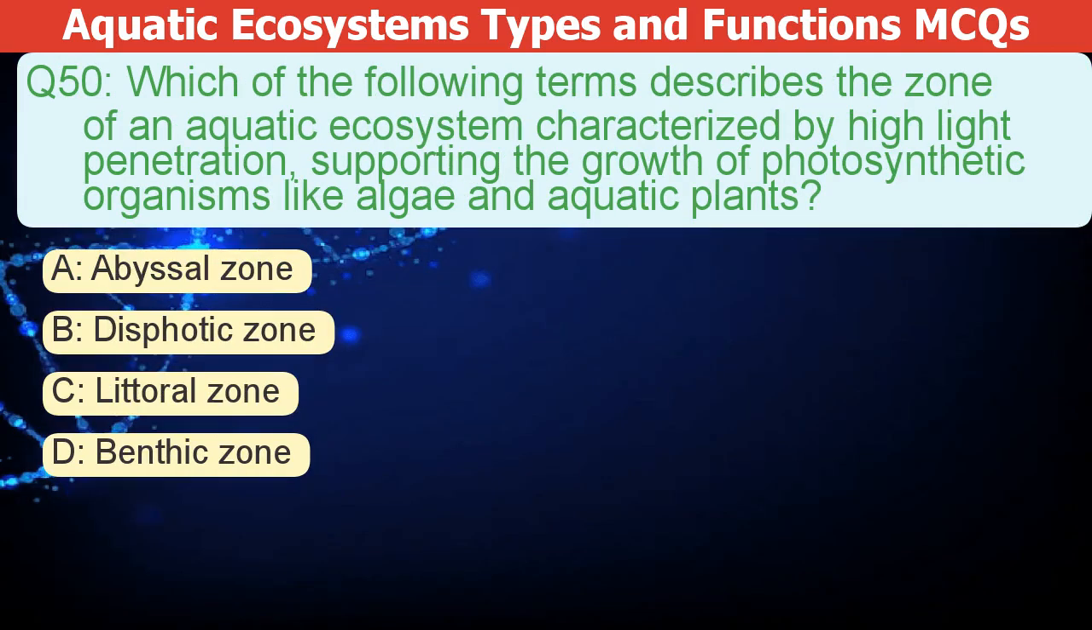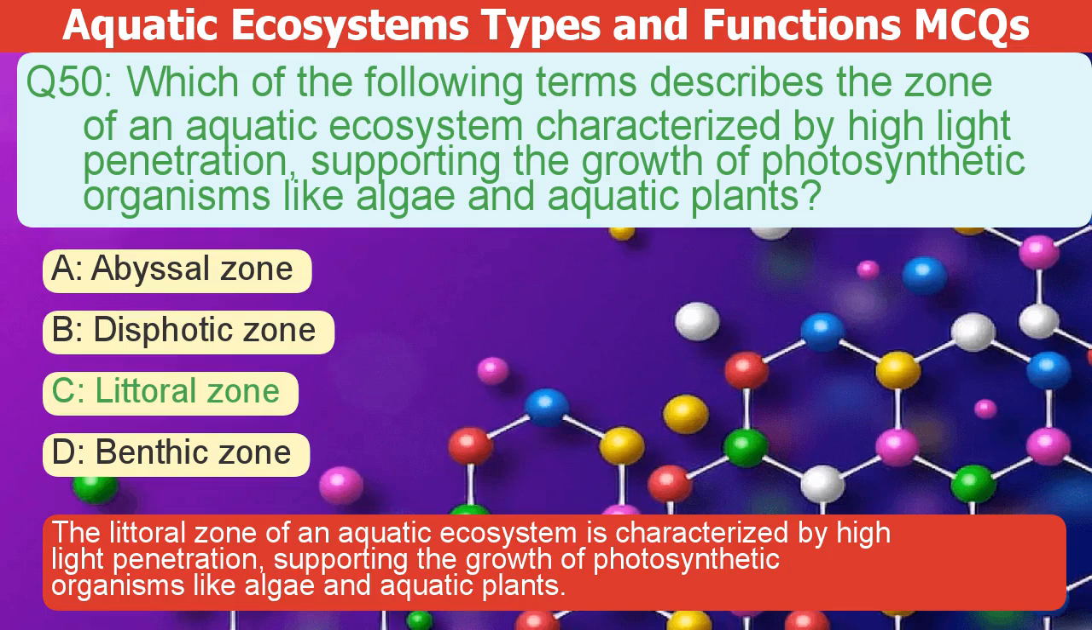Which of the following terms describes the zone of an aquatic ecosystem with high light penetration, supporting photosynthesis by algae and plants? A. Abyssal zone. B. Dysphotic zone. C. Littoral zone. D. Benthic zone. The correct answer is C. The littoral zone of an aquatic ecosystem is characterized by high light penetration, supporting the growth of photosynthetic organisms like algae and aquatic plants.